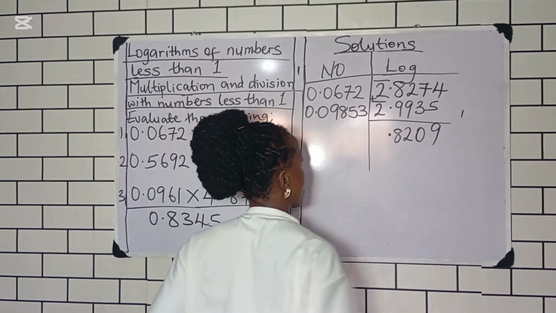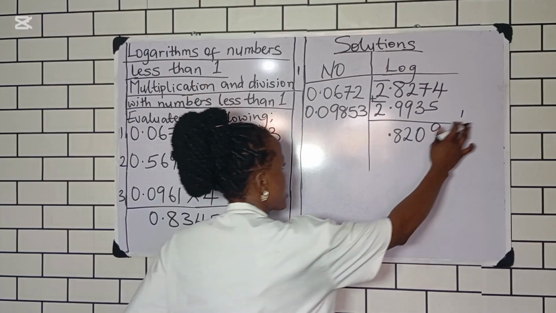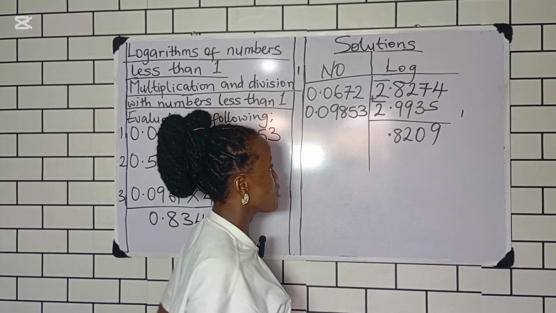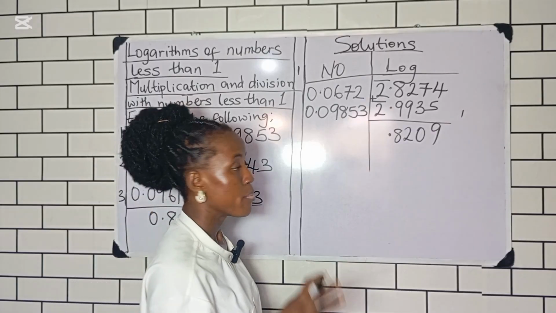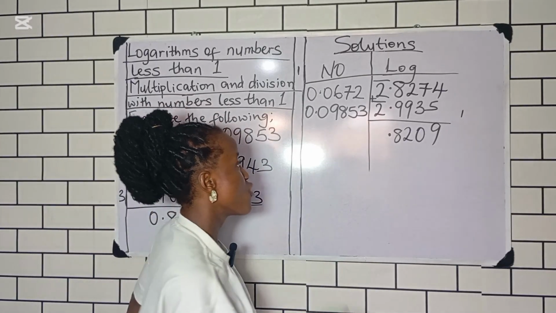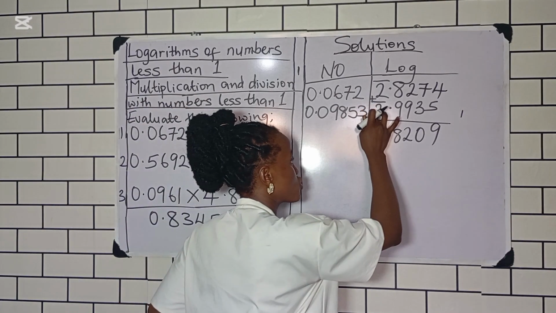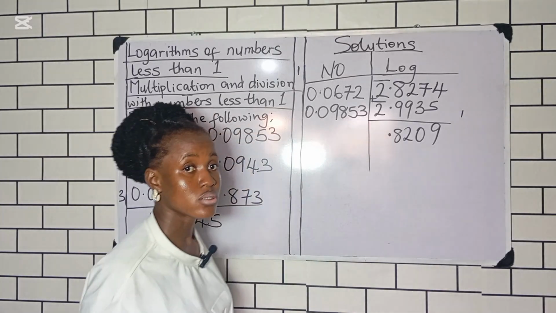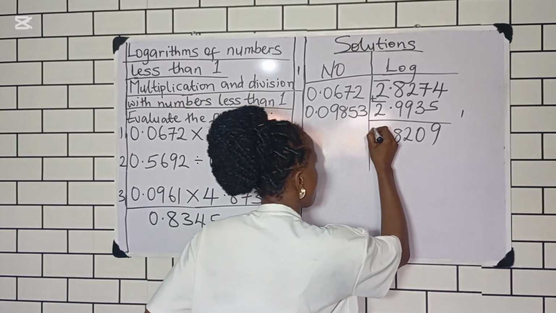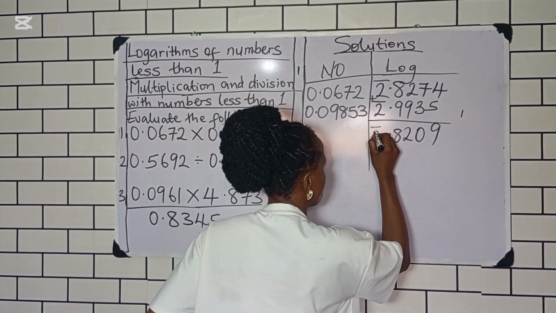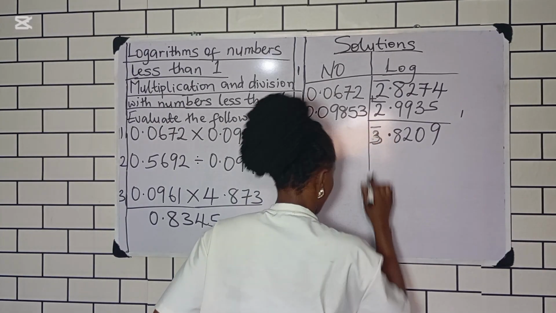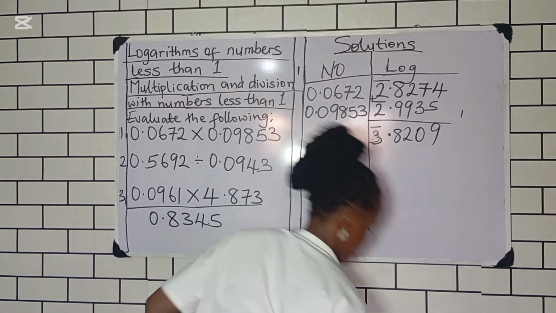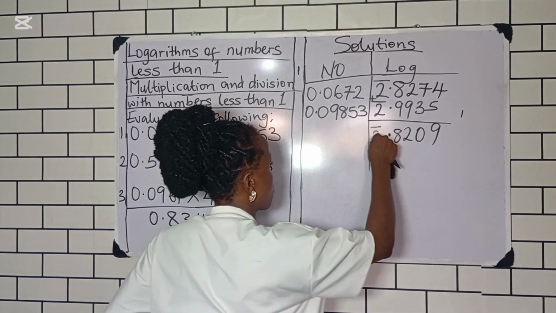Place your decimal point. Now this 1 you carried, you add it to minus 2. Minus 2 plus 1 will give you minus 1. Therefore, minus 1 plus minus 2 will give you minus 3. Have your minus 3, which is bar 3. Let me write it well.